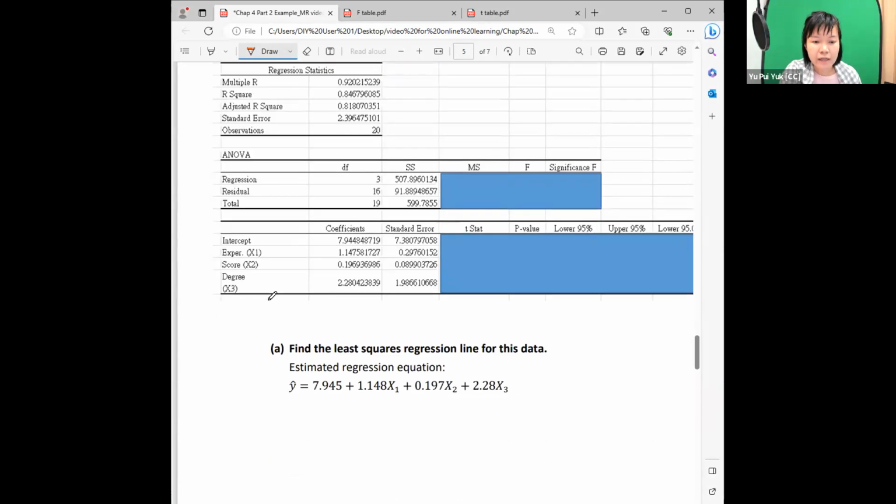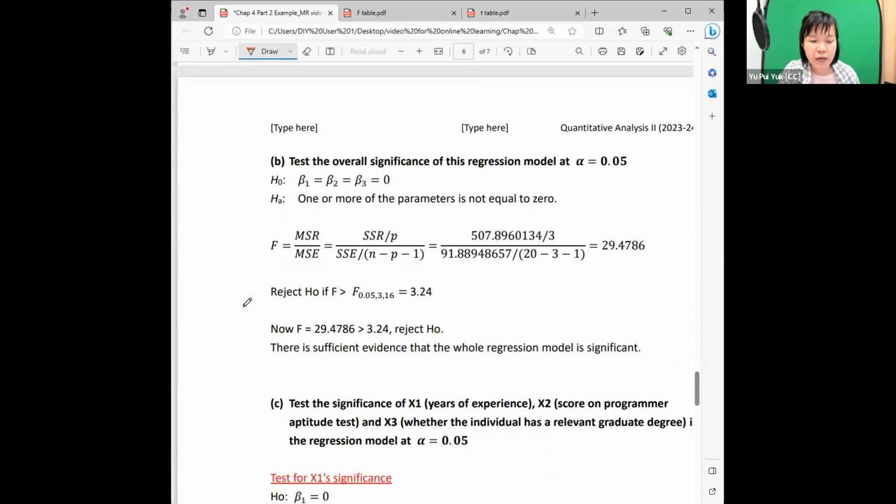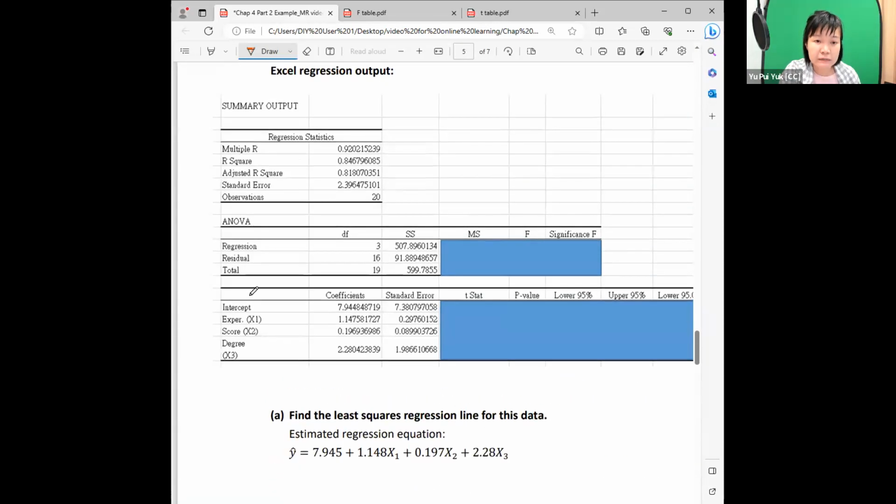To help us answer the questions, based on the Excel output, we can use the ANOVA table to know whether the whole model is significant or not. Based on the last table, the t-test and the p-value, we can know whether each individual X variable is significant in the regression model or not.